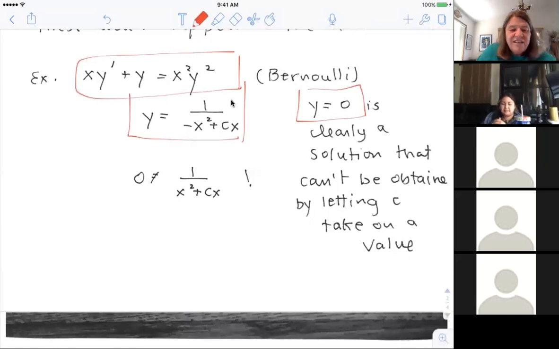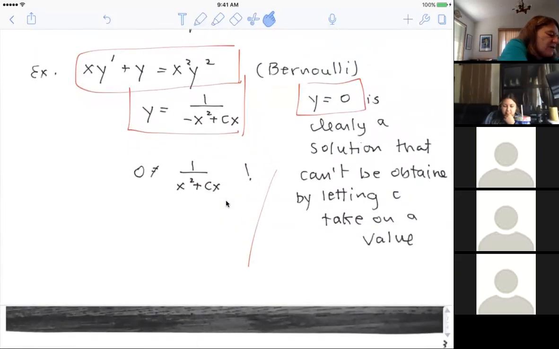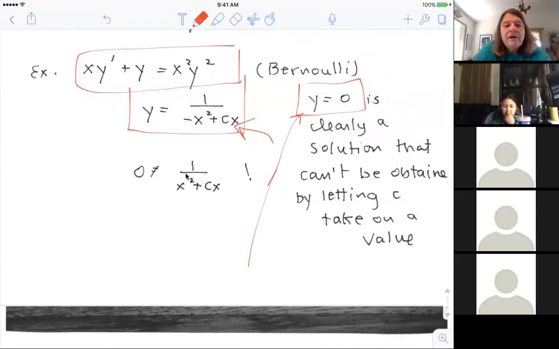But when we solved it, we got that. There is no value of C here that's going to make that 0. If you tried to set it equal to 0 and cross multiplied, you would get 0 equals 1. That's what we called a singular solution. It could not be gotten by making C something. So we could not get y equals 0 by making C. I mean, the only way a fraction is legally 0 is if the numerator is 0. And that's not going to happen here because the numerator is 1. So you can't get all the solutions out of a nonlinear problem.